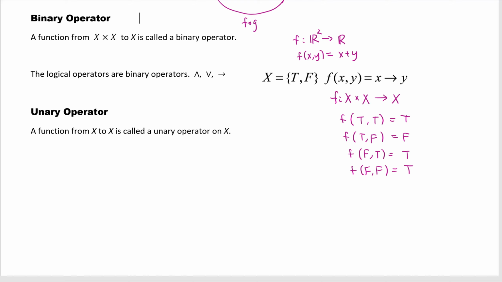Next, unary operators. A function from X to X is called a unary operator on X. For example, we can have f again from X to X, where X is true or false. We can have f of x be the not. Not true is false. Not false is true. So far so good, everybody?